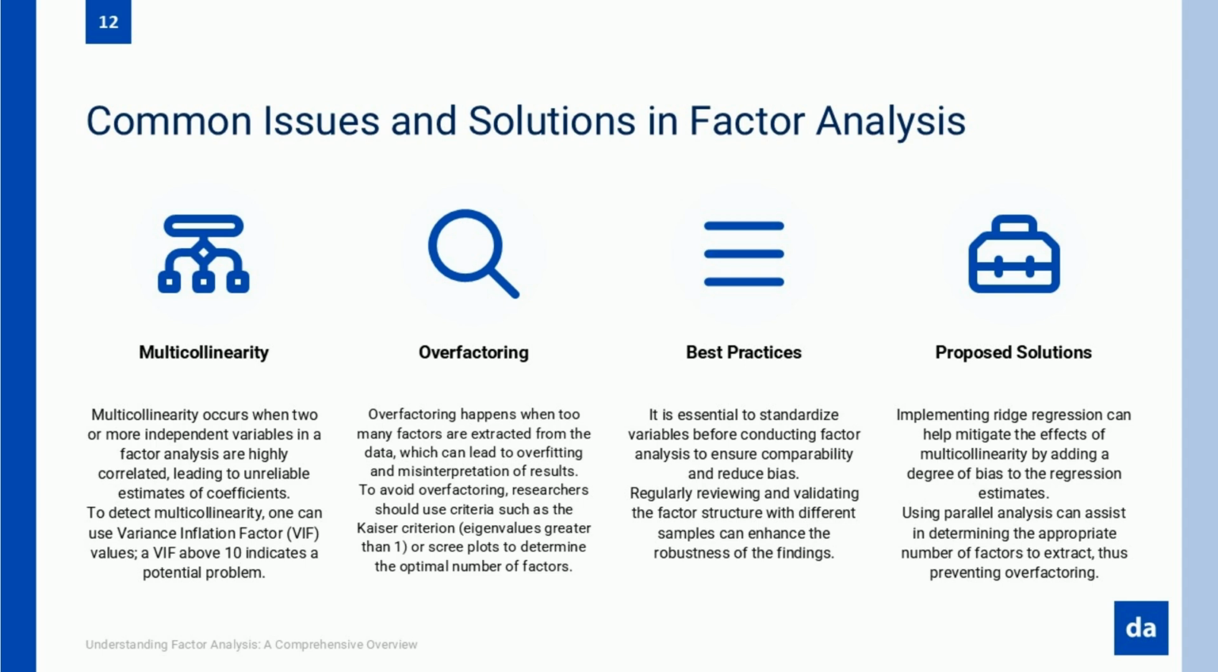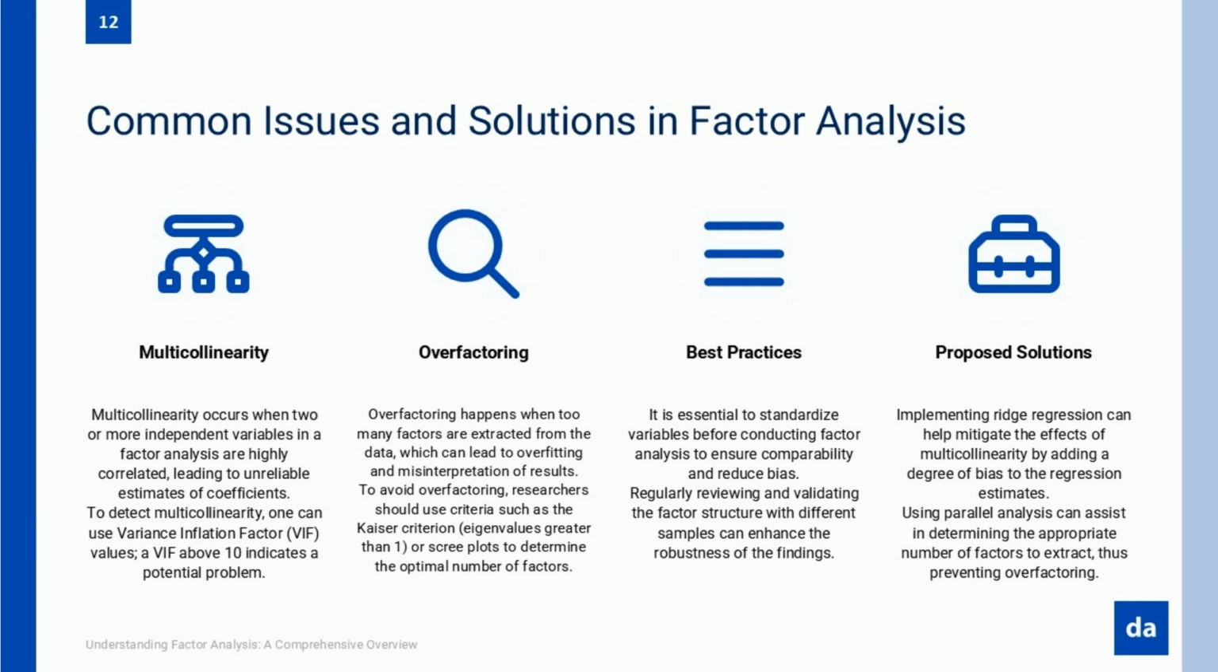Then there's multicollinearity, which happens when variables are too closely related. Think of it like trying to have a conversation with two people who keep finishing each other's sentences. You don't need both. If variables are highly correlated, they might not be contributing unique information to your model. A quick fix? Check variance inflation factors, VIF, or remove redundant variables before running the analysis.